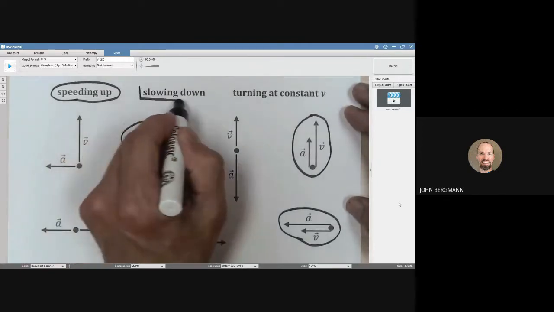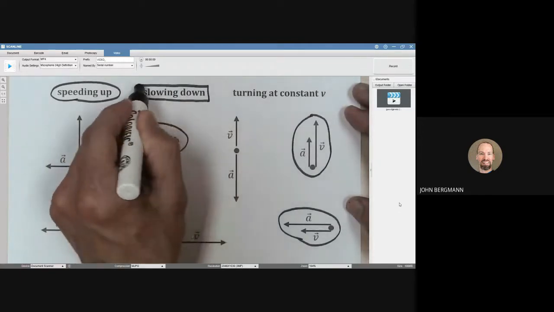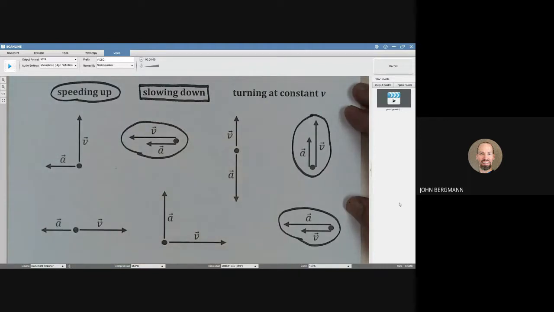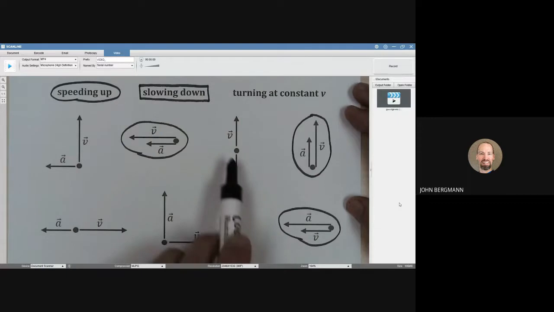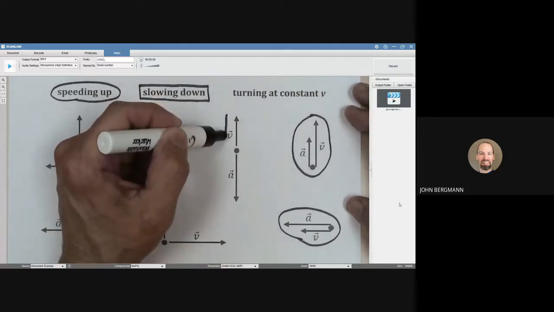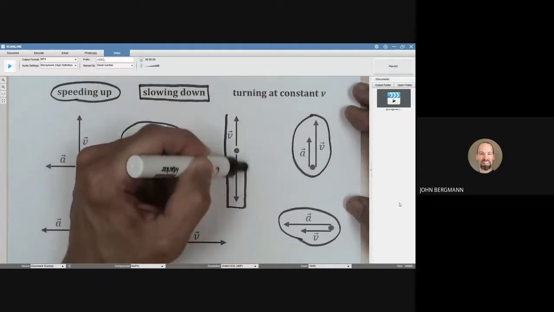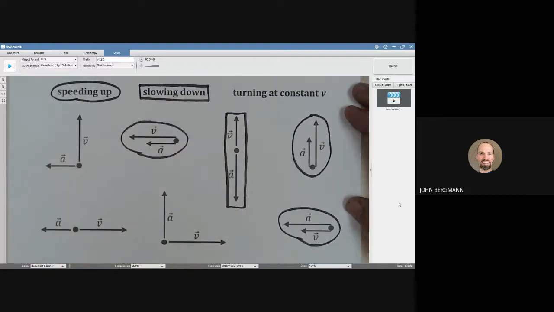What about an object that is slowing down? Let's box those in. We put little bubbles around the first ones. Let's box in the ones that are slowing down. Well, that means that the acceleration and velocity vectors are pointing opposite to each other. So let's draw a box around that one, because that one's going to be slowing down, and this one is going to be slowing down as well.